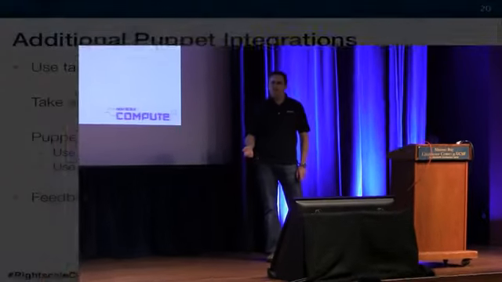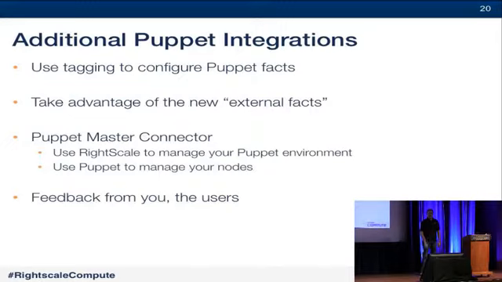We also want to take advantage of the newly released external facts that Puppet just put out, I think in the last release. Right now, RightScale hasn't laid down any specific information on the instance, but we have a bunch of information about this instance just because you're running inside of RightScale. And we have the ability to lay all that down on the instance as a Puppet external fact file. And then again, your Puppet code can take advantage of all that information coming directly from the RightScale platform.